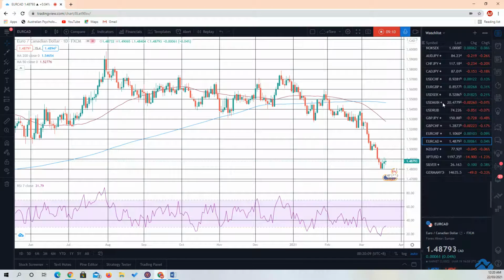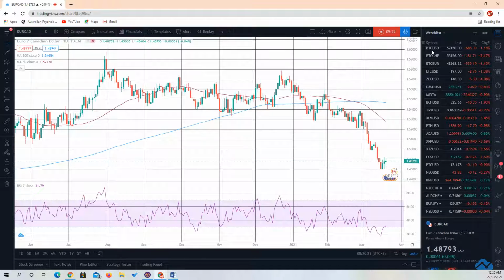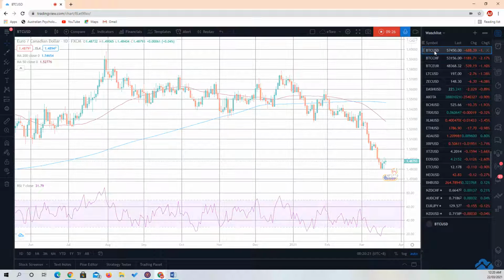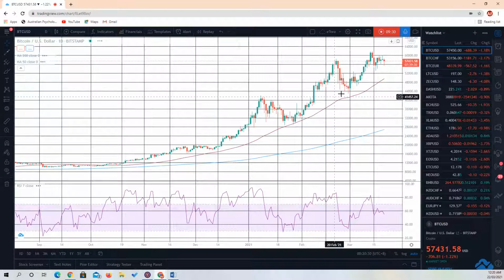So on Bitcoin, for example, or any other cryptocurrency, again, you can use RSI for good entries. Sorry, I don't know why, my computer is slow today. So as I said, you can see here Bitcoin. This is one entry, then it gives you an entry here, and an entry here.